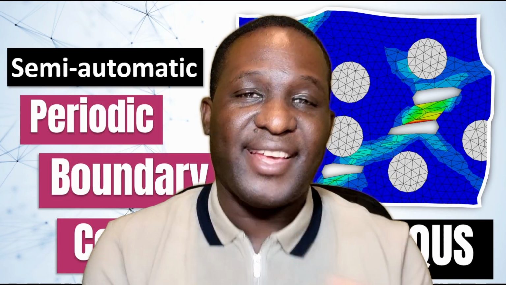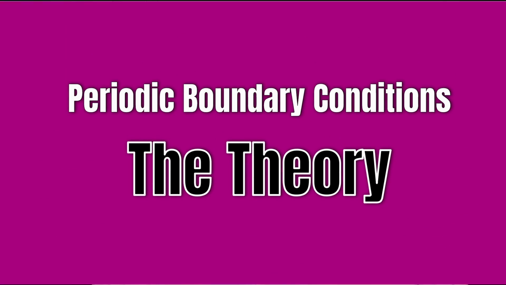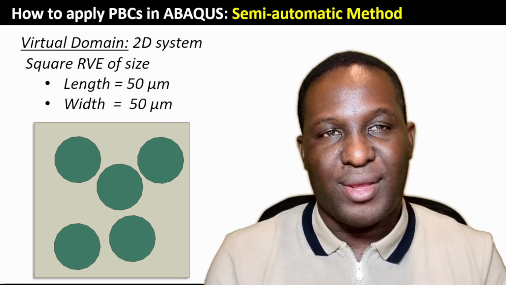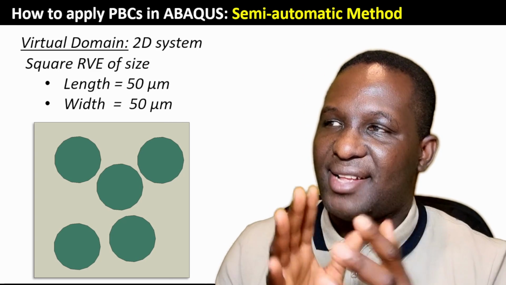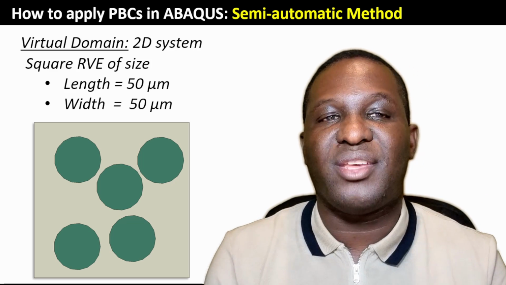So as we get started with this video, I want to run through some information first, some theory about the process before we actually demonstrate how the semi-automatic PBCgen generator works. So the virtual domain that we're going to be working with is this virtual domain that has a length of 50 by 50 microns. It's got fibers that are distributed within the domain.